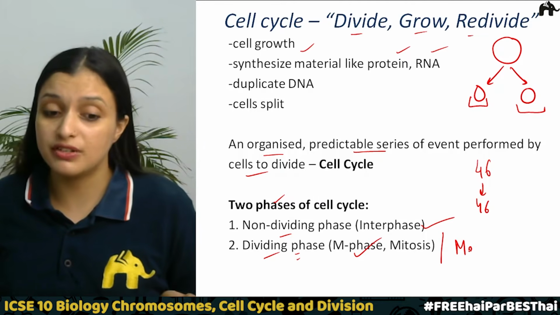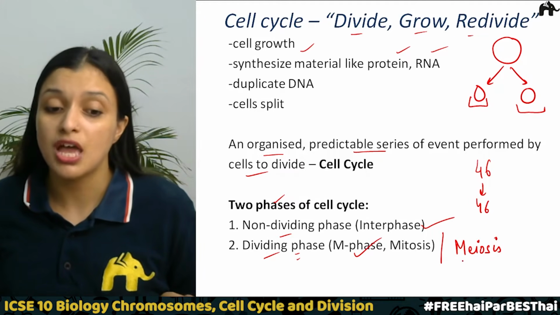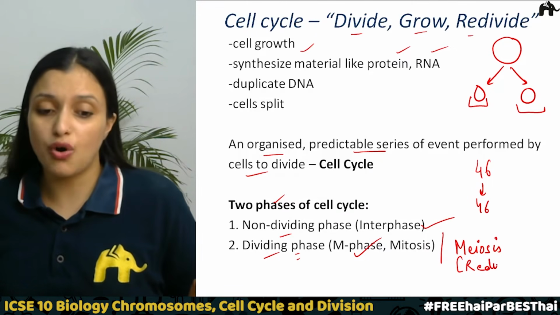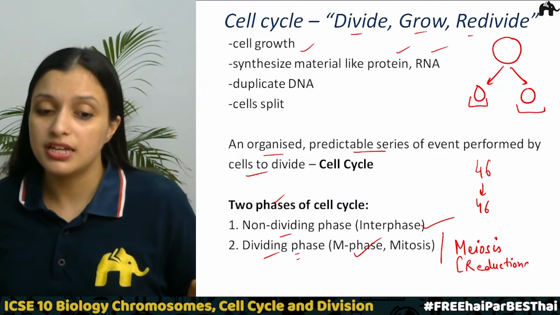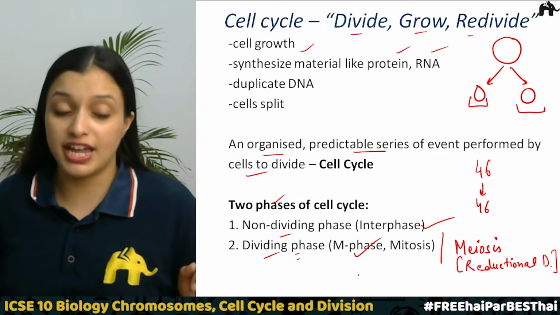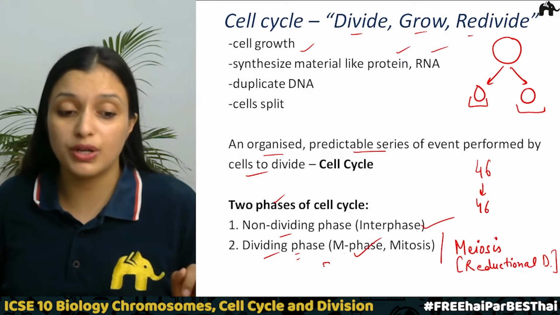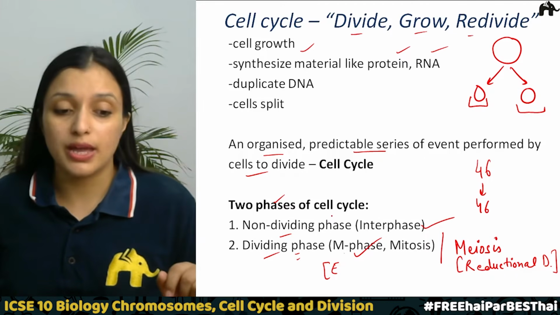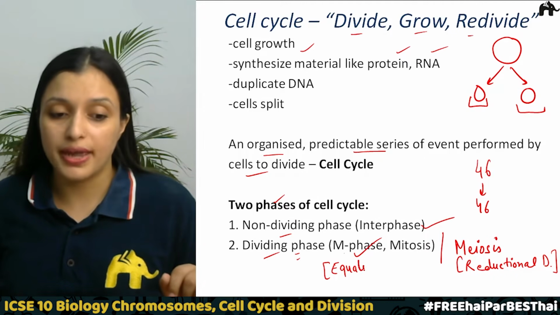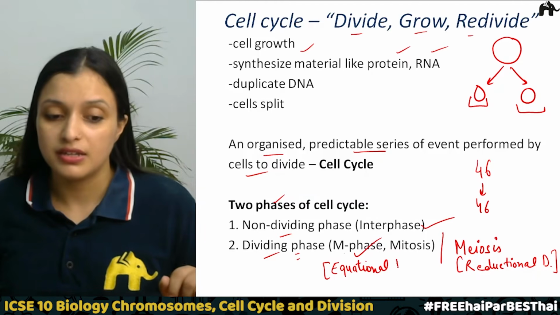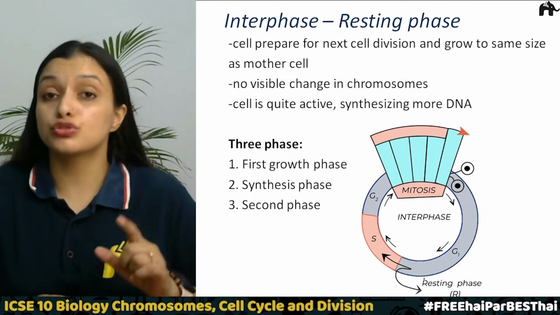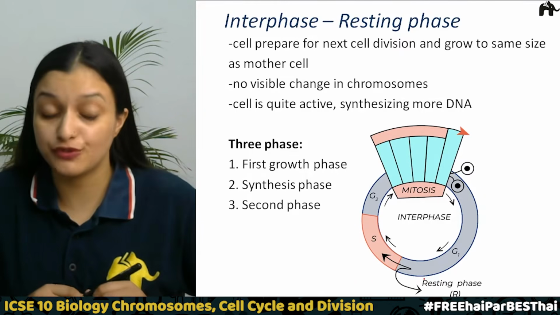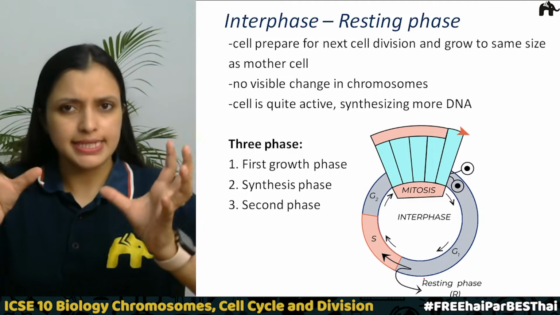Except that, everywhere mitosis happens, and only in case of gamete formation, which type of cell division happens? That is meiosis. What is meiosis? It reduces the number of chromosomes to half, so we call it reductional division, right? And for mitosis, what do we call it? It keeps the chromosome number equal, so that is why we call it equational division. Coming on to the first phase of the cell cycle, that is interphase, a very, very important phase. Now, what happens when a cell divides?